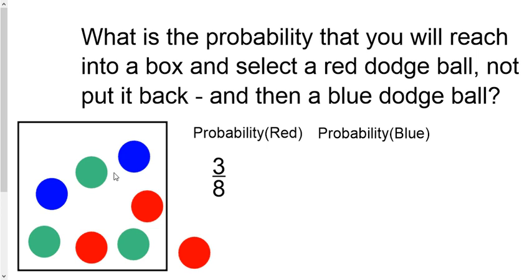And this is where I'm hoping you can see that grabbing that red ball and not putting it back into the box has changed the scenario. It has impacted the second event, because yes, there are 2 blue dodgeballs that we can get, but there's only 7 total balls in there. And so it had a huge impact, pulling out that red dodgeball and not putting it back in. And so then you get the second dodgeball and hopefully you hit the person.